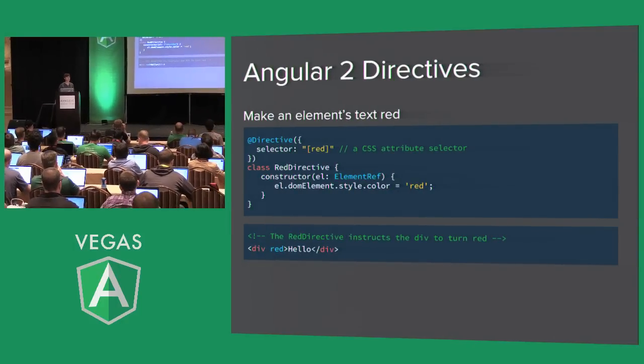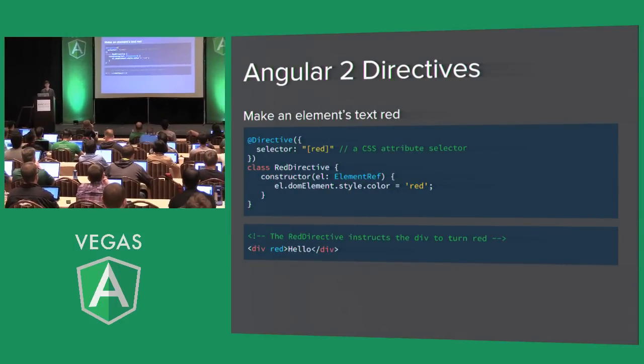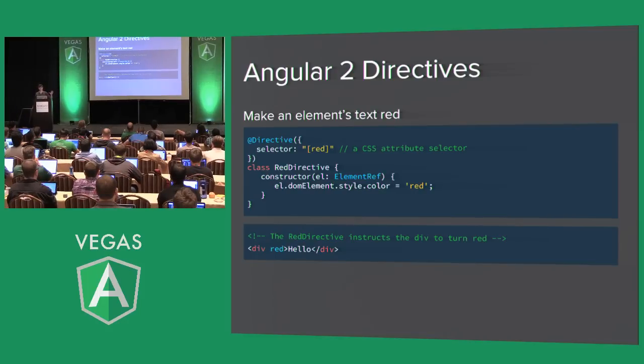And the way we write them is pretty simple. We use an @Directive annotation, and we'll get into annotations in just a bit, so don't worry about the @ signs. And then we have a selector, which is just a CSS selector. So I use an attribute selector of red, which lets me use the div attribute red, and then I provide my logic, which is a class.